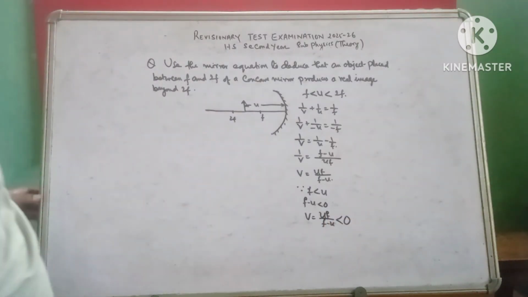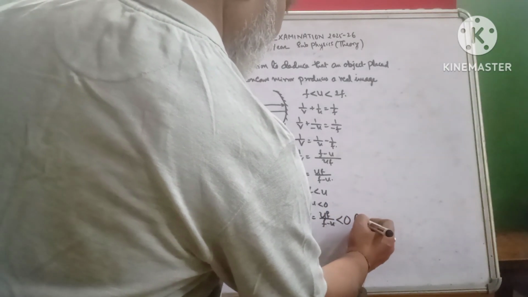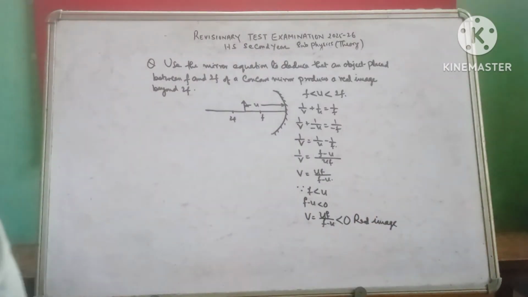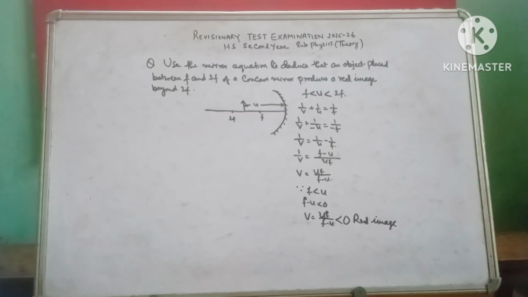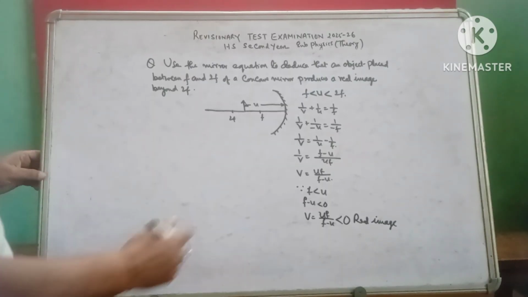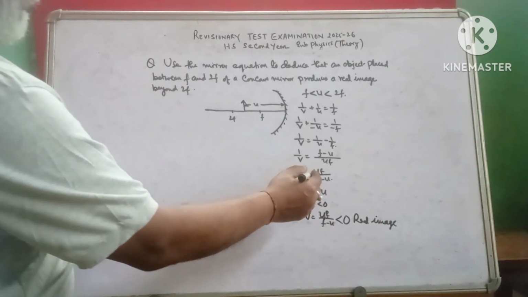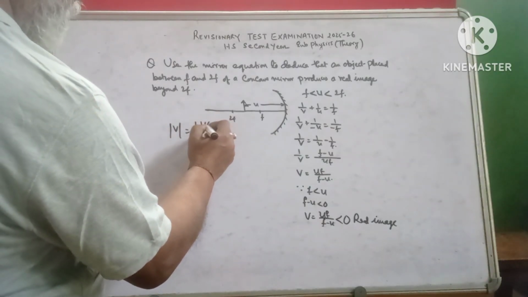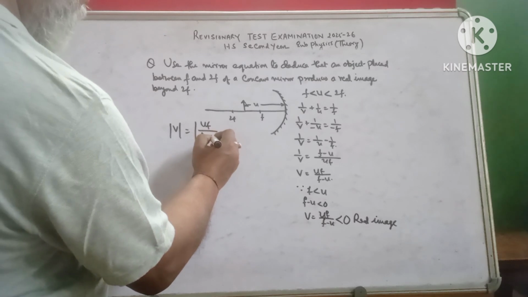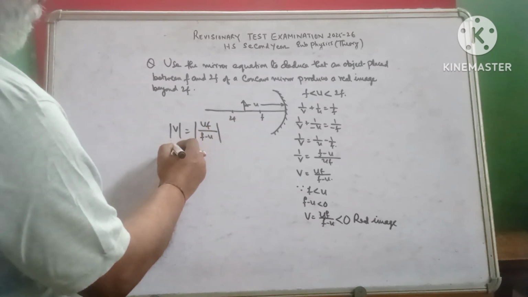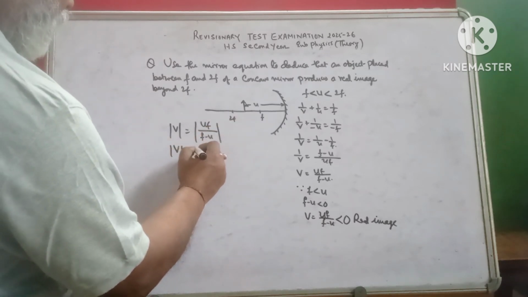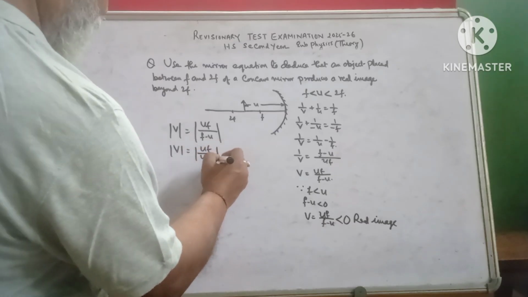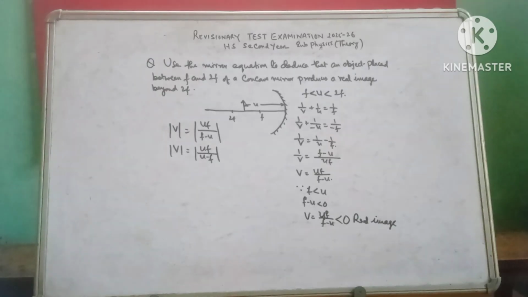So V is negative, that means a real image. So this is a real image. Now, let us take the magnitude, which is equal to UF by (U minus F). So this is the magnitude, and we can write it like this, U minus F.